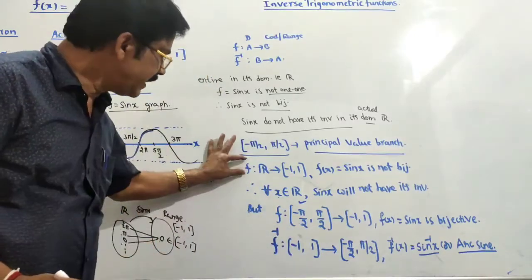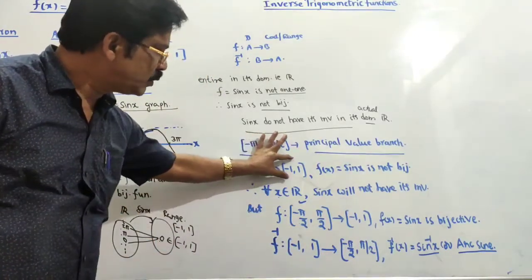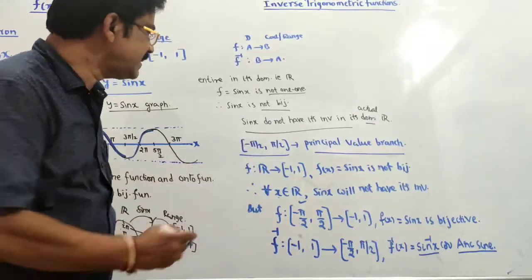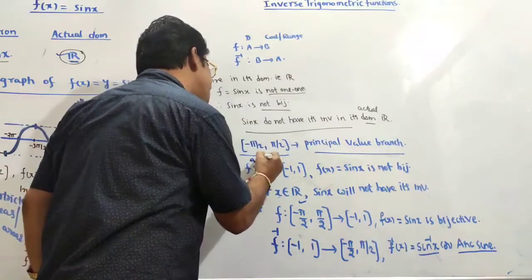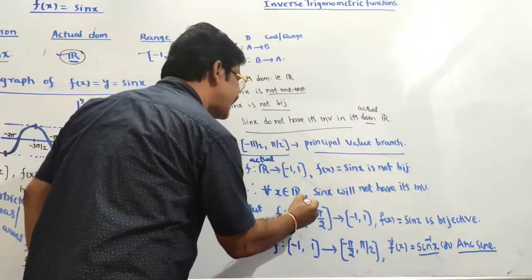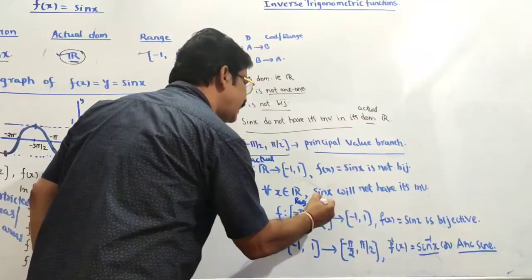Okay. Once again, f from capital R to the closed interval of minus 1 comma 1. This is the actual domain. No confusion. This one is the restricted domain.